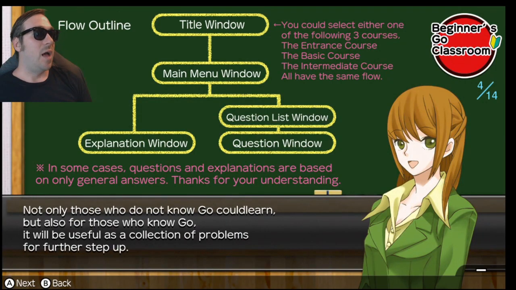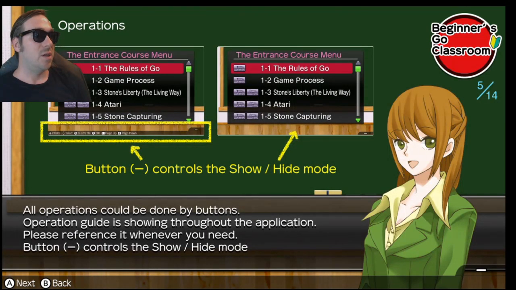Not only those who do not know Go could learn. Oh, you got spacing issues here, Silverstar. I'm available. I will edit for you. But also for those who know Go, it will be useful as a collection of problems for further study. All operations done by buttons. Okay, so it's telling us you can control everything with physical buttons, and an operation guide is shown throughout the application. Please reference it. So the negative button goes back and hides things.